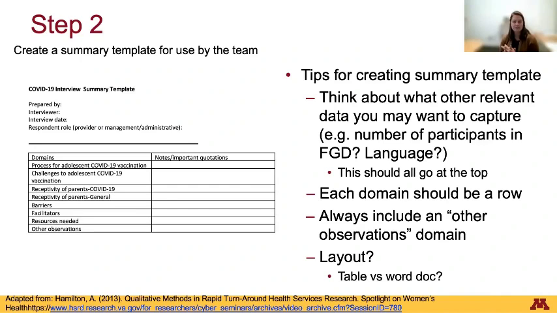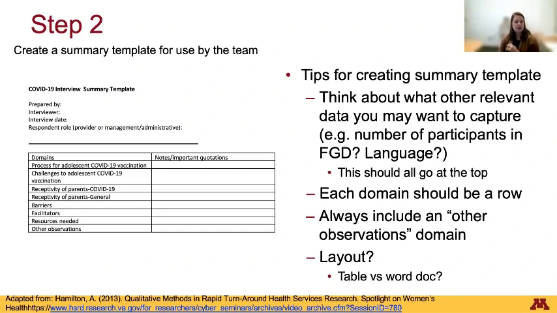So some other ideas you might want to think about here are, if you're doing focus group discussions, maybe the number of participants who are in that focus group. If you are collecting data in multiple languages, you might want to include the language that data was collected in, all at the top. Again, thinking about those things that are really relevant to your research questions, and then also to how you're going to want to synthesize that data across these multiple data collection points that you have. So I always include that at the top.